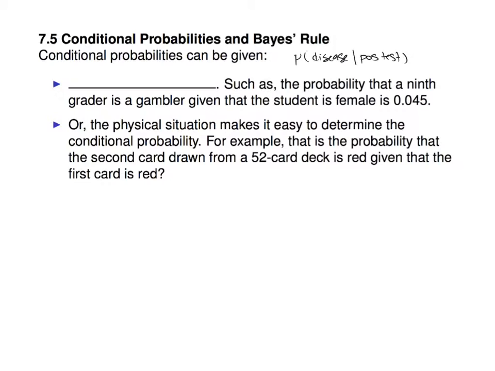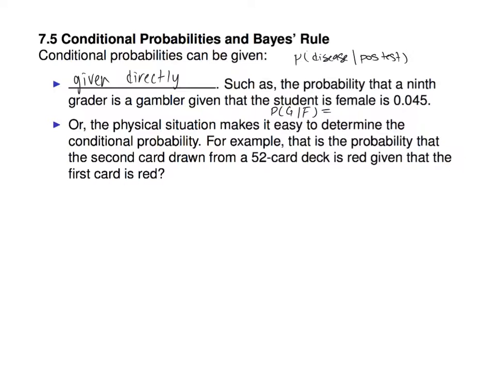So you can have conditional probabilities that can be given directly. When we first started talking about these, we had an example that the probability that a 9th grader is a gambler given that they're female is 0.045. So probability of gambler given female, we were just told that's what that was. You just have to be able to interpret that from the context of the problem that you're reading, which can be tricky.